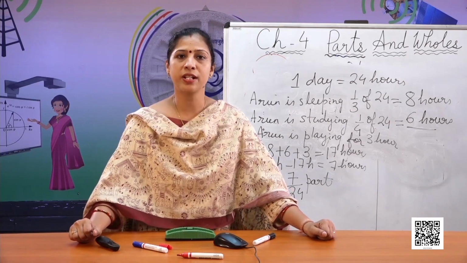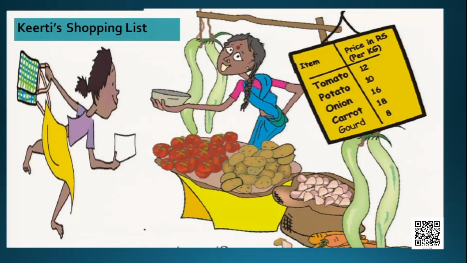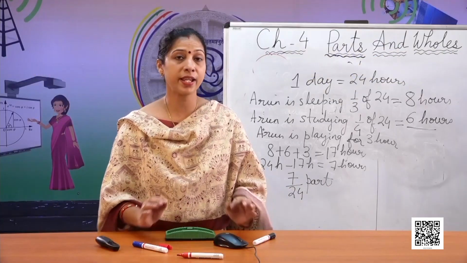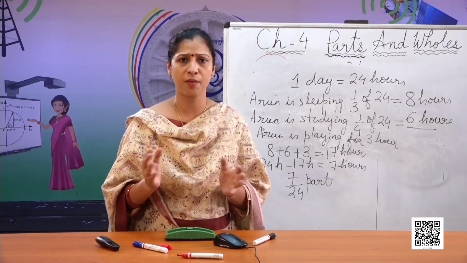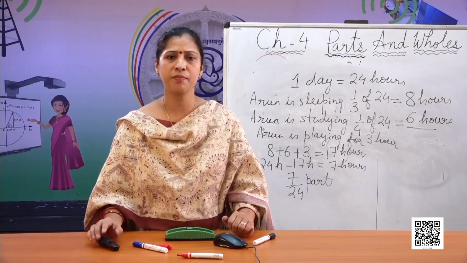And she went to Chinnamma's shop. Now Chinnamma has vegetables which have different prices. Can you see the board on her shop? It is written tomato is 12 rupees per kilo. Potato is 10 rupees per kilo. Onion is 16 rupees per kilo. Carrot is 18 rupees per kilo. And gourd is 8 rupees per kilo. So she will see Kirti's list and then she will calculate what she wants and how much money Kirti has to give Chinnamma. So let's see.